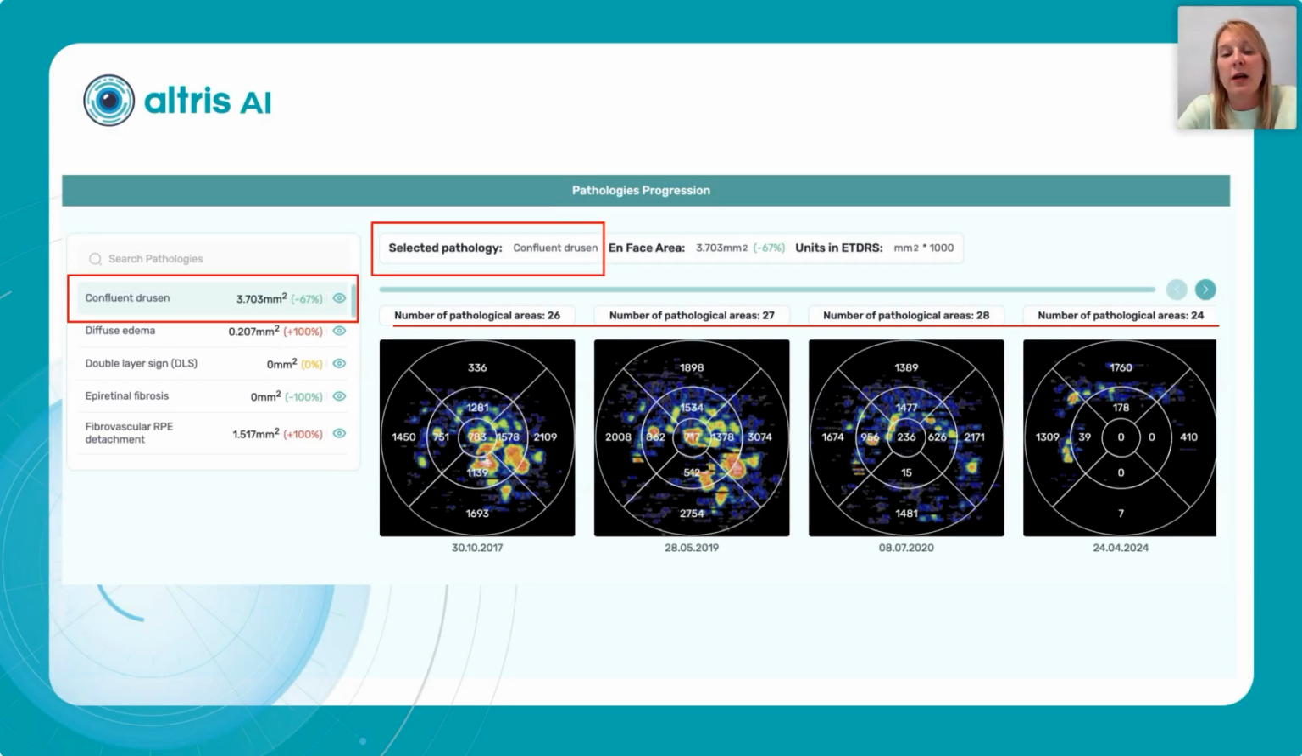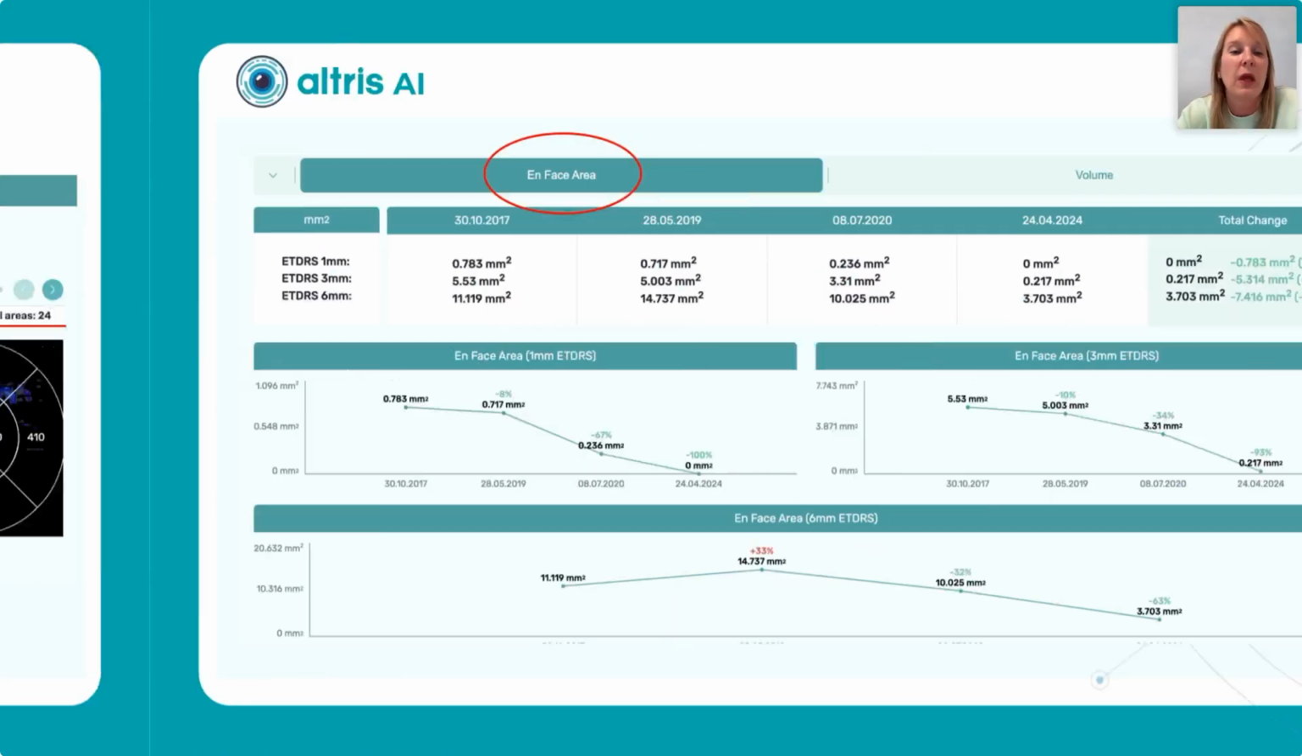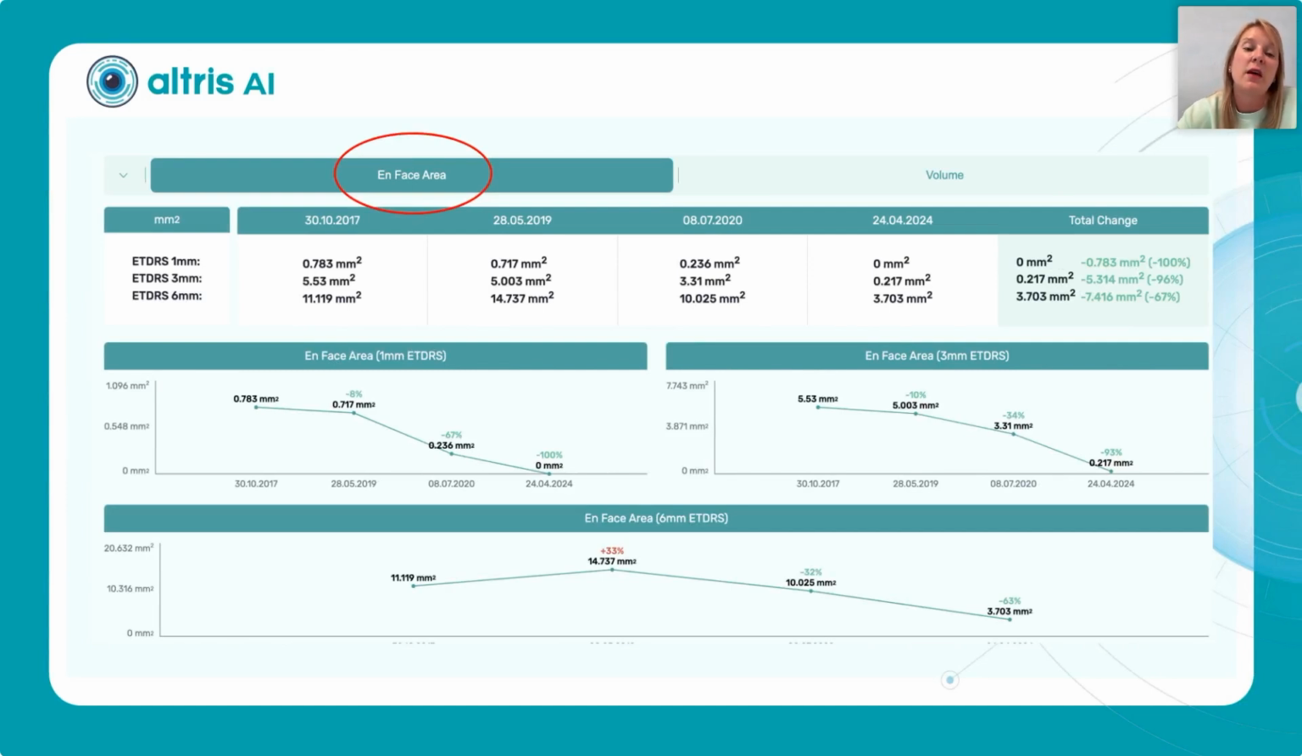Few words about the count. The count is within the 6 by 6 millimeter area, which is like the macular area. And we can see that the number of confluent drusen from one year to another here has decreased. We can calculate the area of confluent drusen, and we can see here all the numbers, all the graphs. We can see that the number of confluent drusen has decreased in 1 millimeter zone, in 3 millimeter zone, and also in 6 millimeter zone.